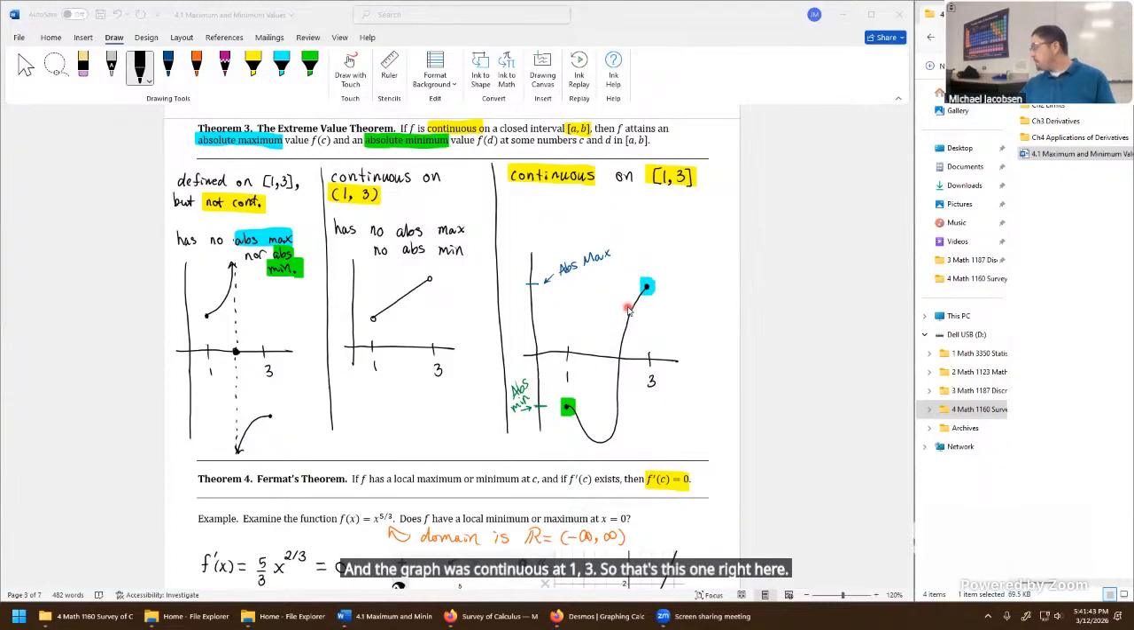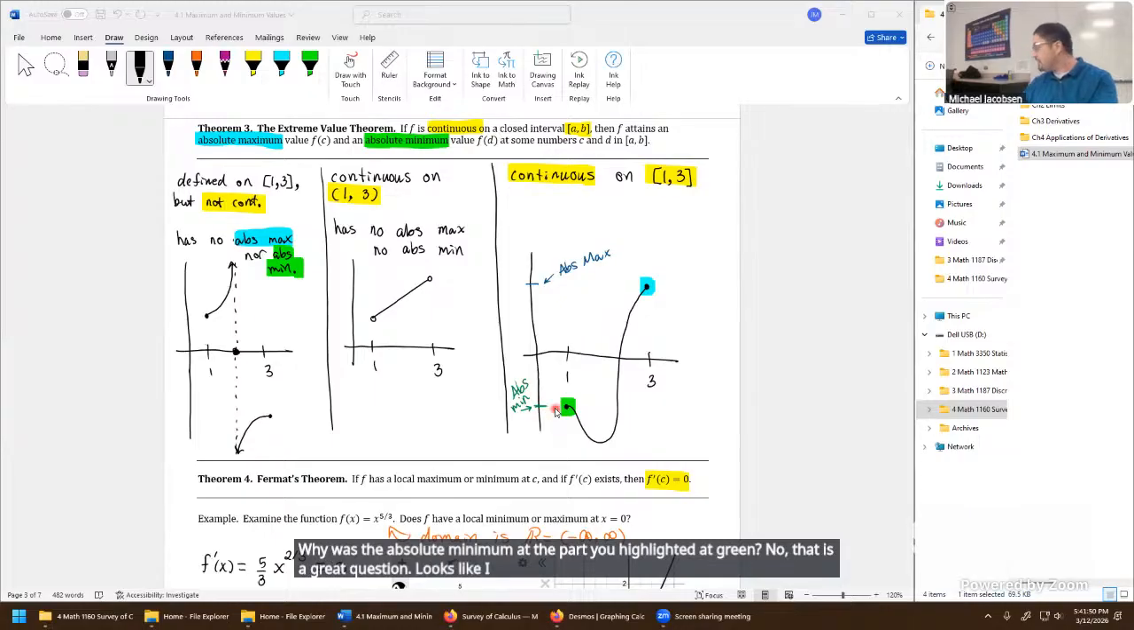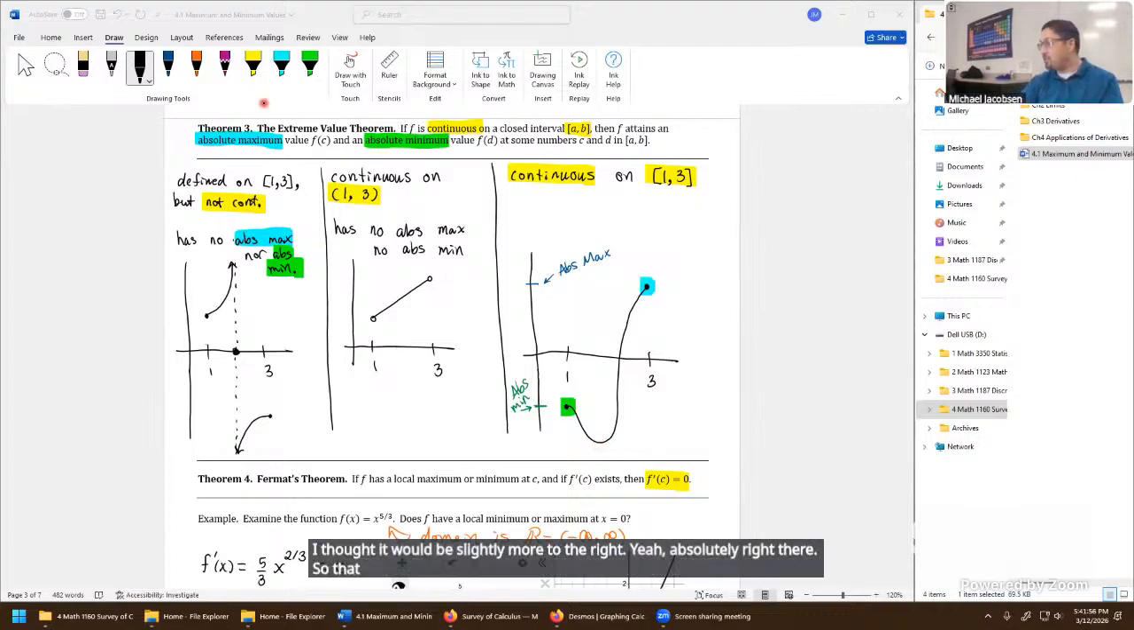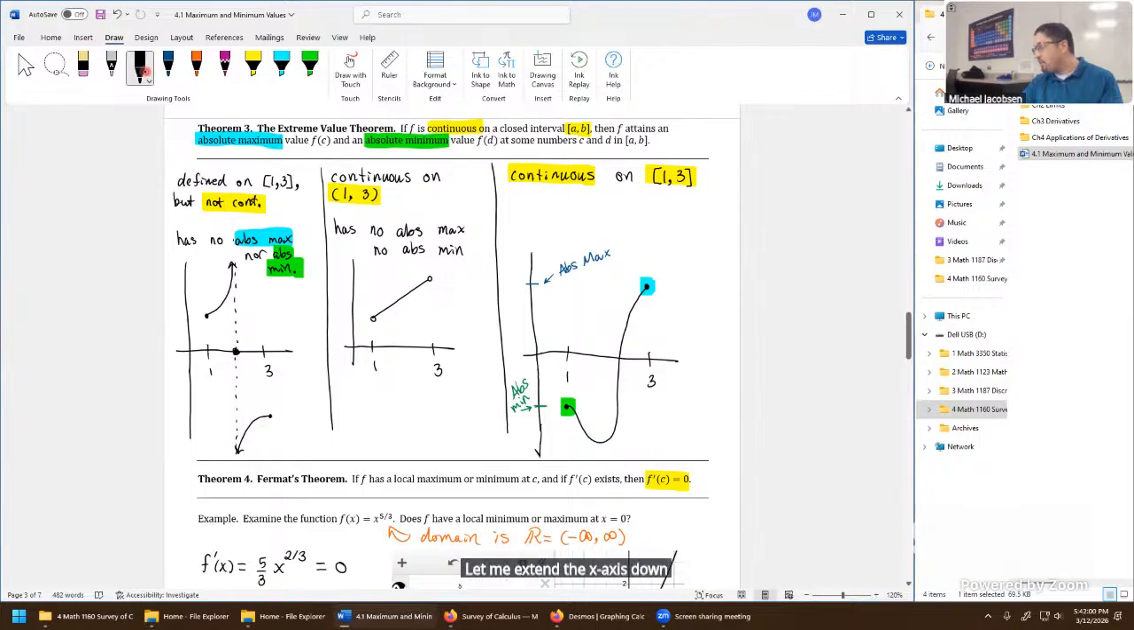Why was the absolute minimum at the part you highlighted in green? You know, that is a great question. It looks like I made a mistake on that one. I thought it would be slightly more to the right. Yeah, absolutely right there. So that was an error on my part. Thanks for spotting that. Let me extend the x-axis down a little bit further.